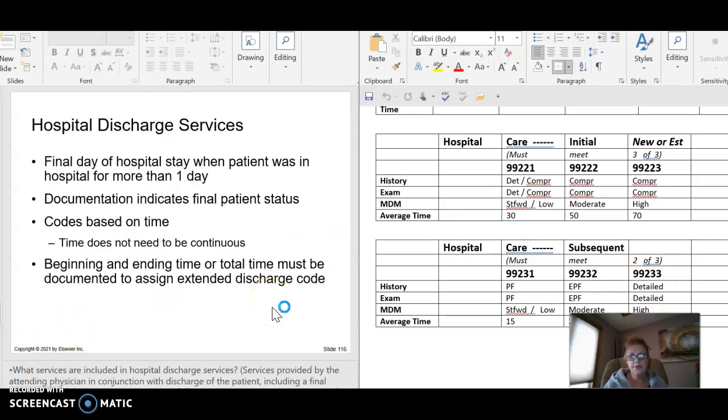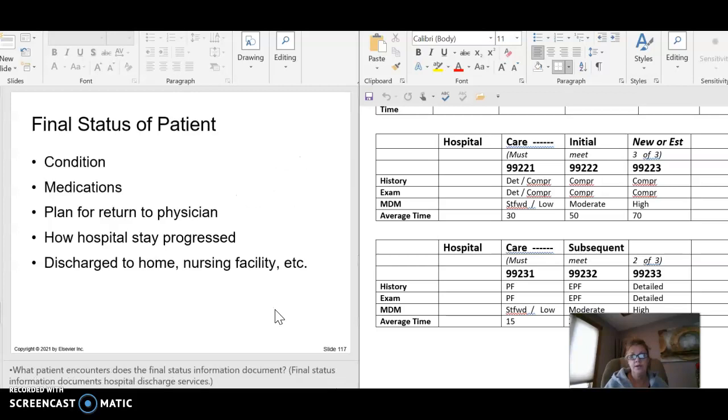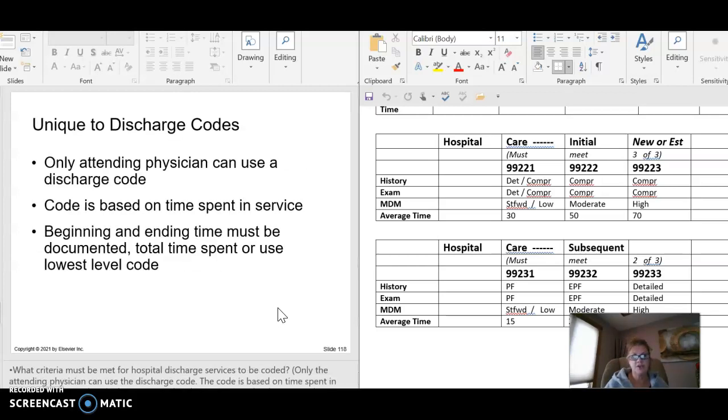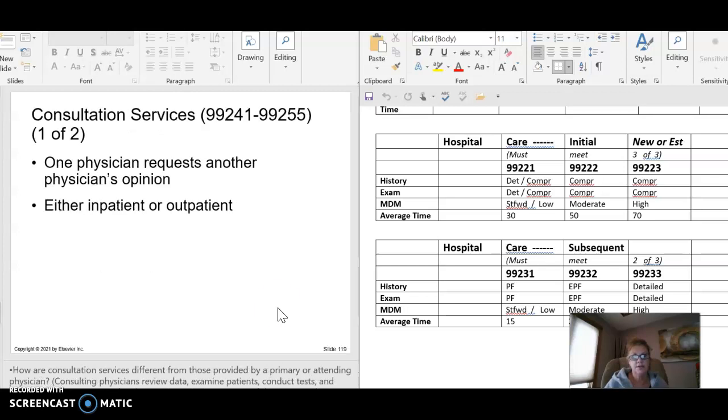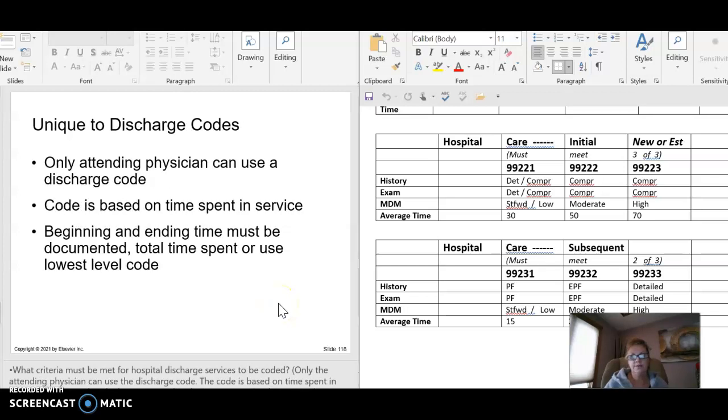Hospital discharge services are for the final day of the hospital stay when a patient was in the hospital for more than 1 day, and that's the final status of the patient. Unique to that, only one physician can use a discharge code. You can't have two physicians discharge a patient. Only one physician can use this code, which is a 99238.